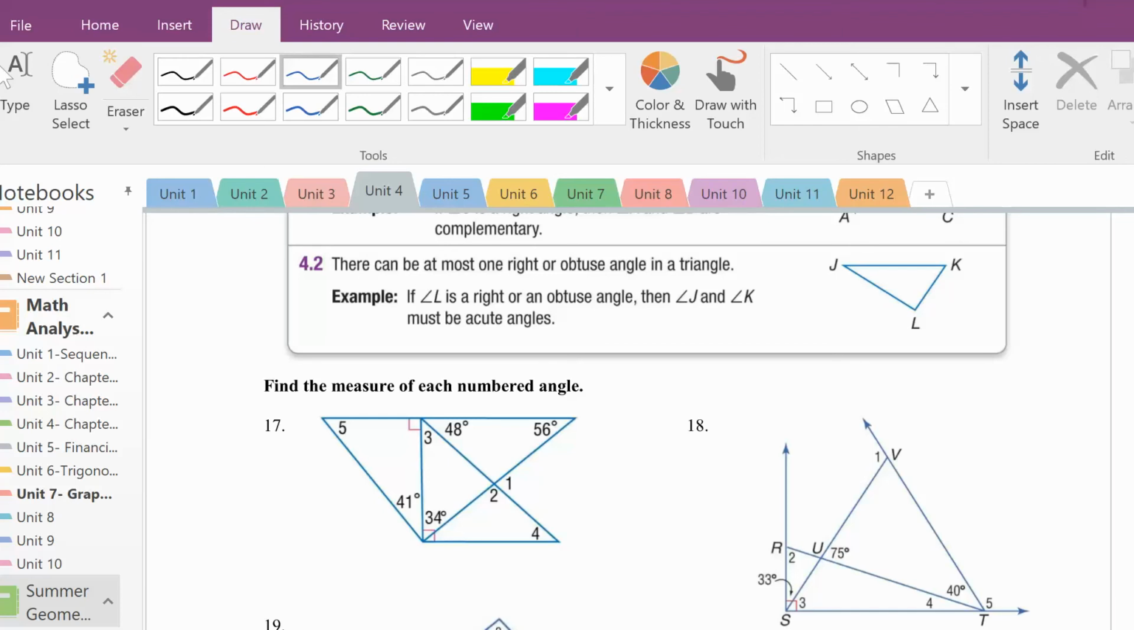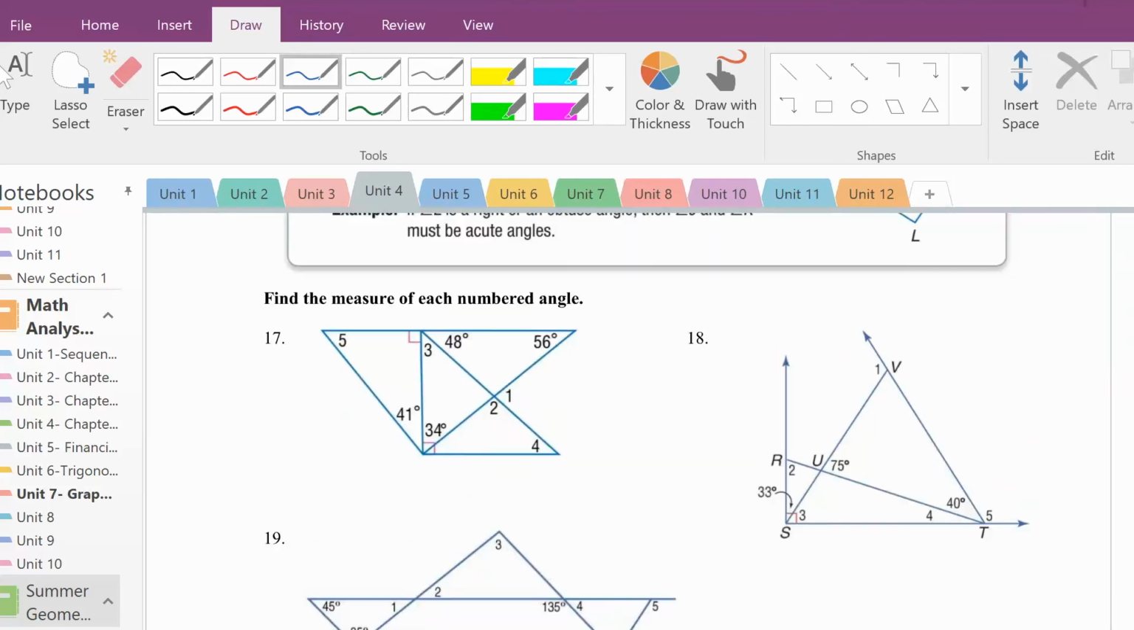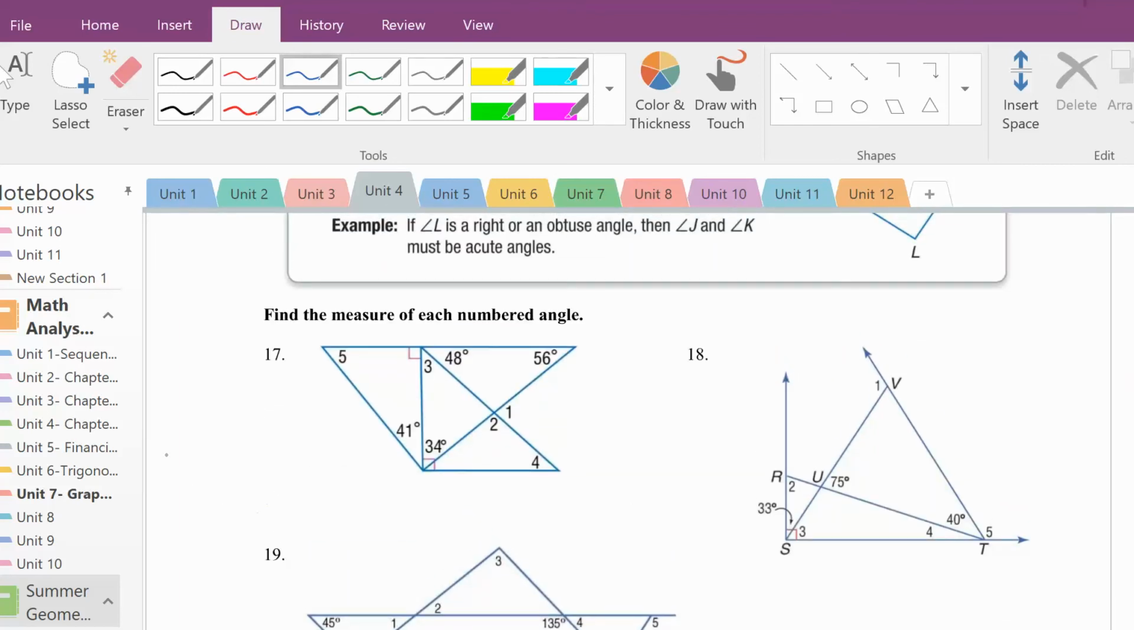All right, so next we're going to look at some pictures and find the measure of some angles based on the picture. So for example here, the measure of angle 1, well, here's an exterior angle of a triangle and here are the two remote interiors, so 48 plus 56 is equal to 104 degrees. The measure of angle 2, well, since angle 1 is 104, angle 1 and angle 2 are supplementary, so 180 minus 104 is equal to 76 degrees.